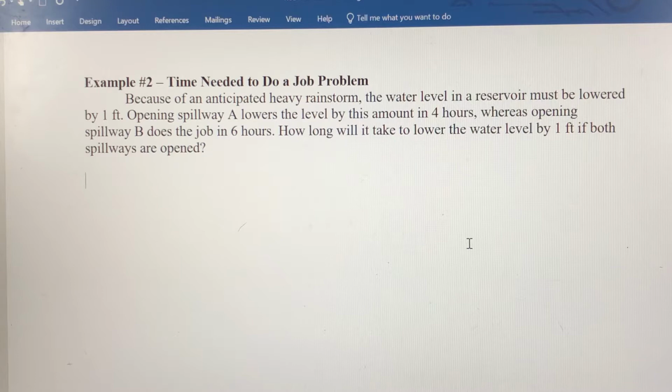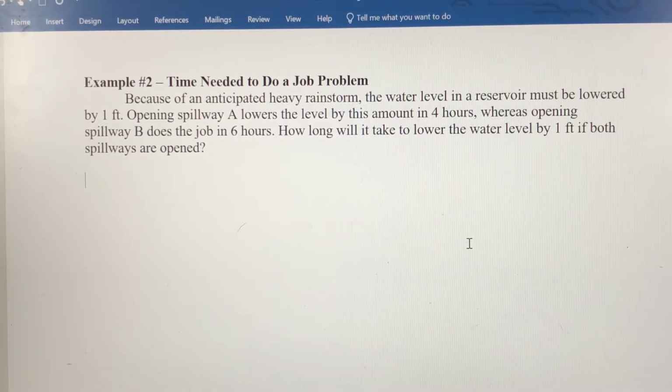via the rainstorm, okay? If we just open spillway A, the water level would be lowered by that amount, 1 foot, in 4 hours, okay? If we just open spillway B, the job would get done in 6 hours, all right? But the rainstorm's coming and it's coming up on us quick, all right? So we need to open both spillways because we need to get the job done faster, all right? So what we need to figure out is how long will it take us to lower the water level by 1 foot if we open both spillways A and B, okay?